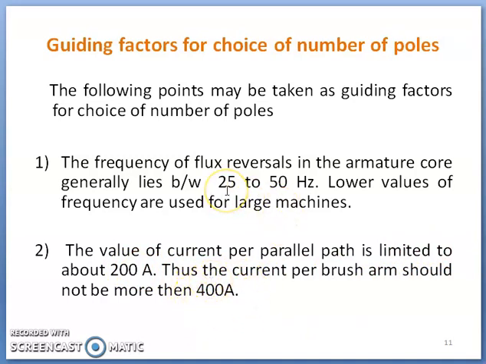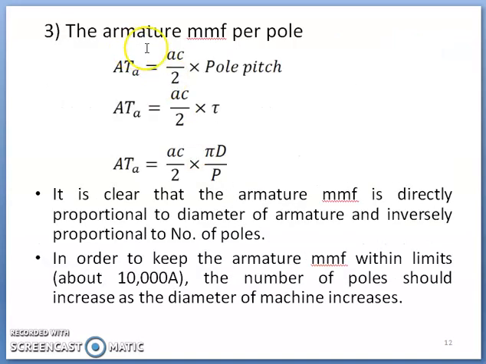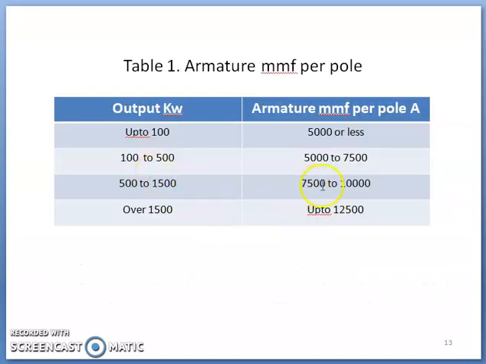Frequency of flux reversal usually lies between 25 to 50 Hz, but in the design problem it is given as 40 Hz. And one more, armature mmf per pole is given. This should not exceed 7500. As per this table, the machine which has output range between 500 to 15,000 will have armature mmf per pole as 7,500 to 10,500. As the rating of the machine is 600 kilowatt, the value of ATa should not exceed 7,500. These are the design constraints, clearly mentioned.